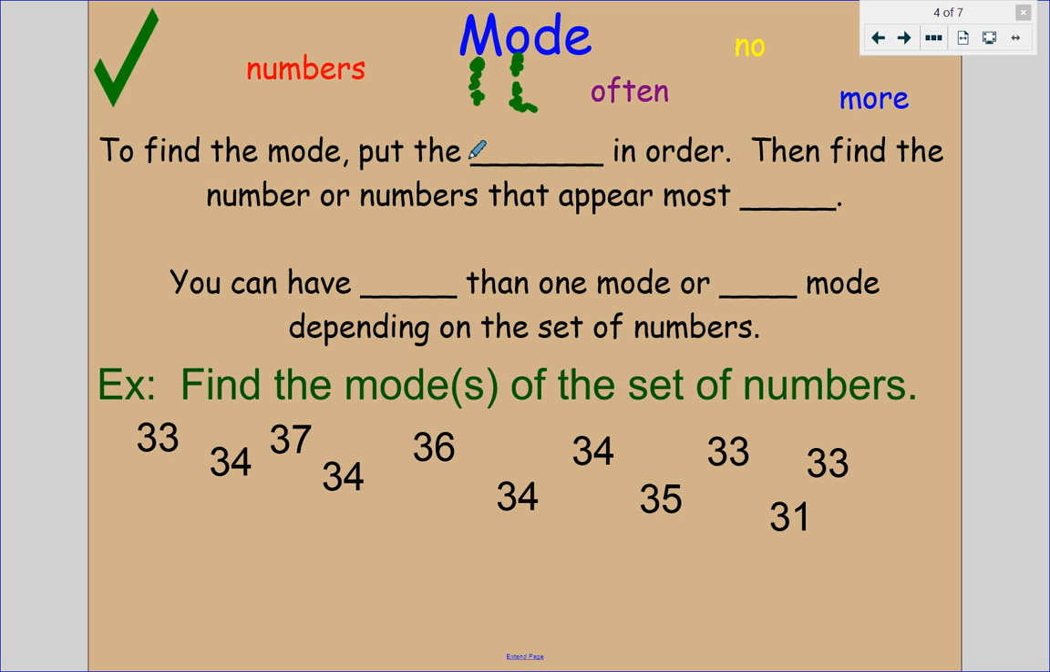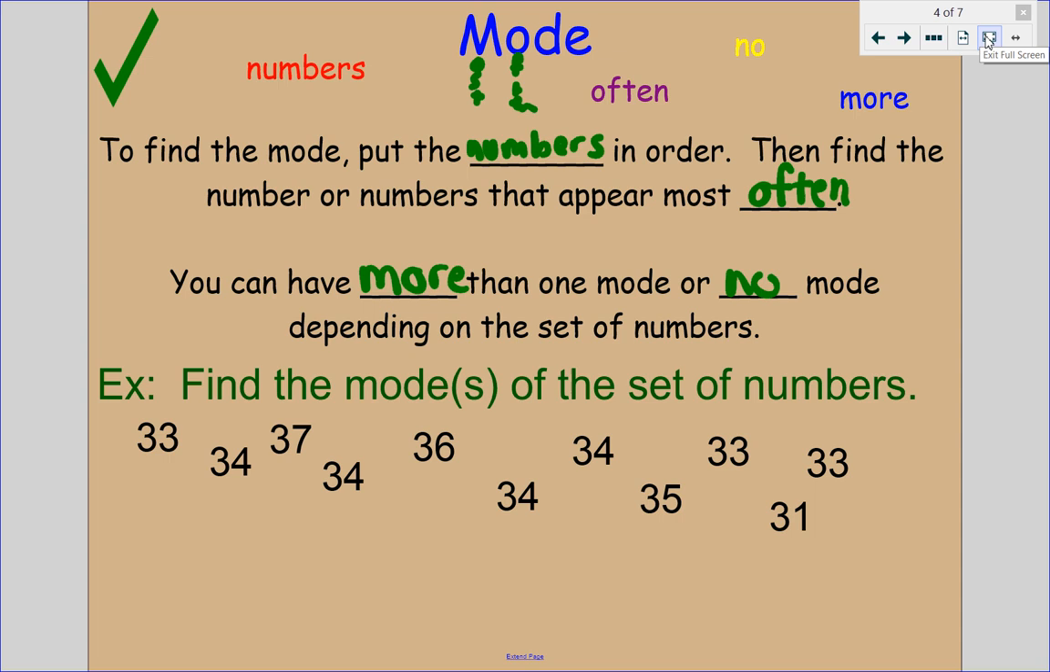To find the mode, put the numbers in order, again, just like we said last time. Put the numbers in order, then find the number or numbers that appear most often, or often, as our spelling unit said with the silent letters. You can have more than one mode, or no mode, depending on the set of numbers.